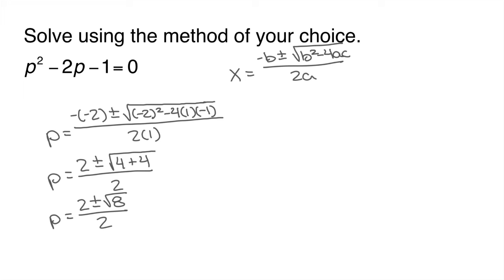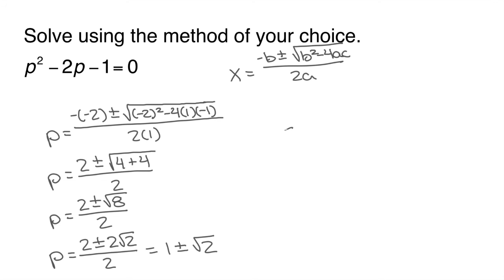We can rewrite the square root of 8 by factoring out the perfect square factor of 4. We have p equals 2 plus or minus 2 times the square root of 2 all over 2. Notice that we can factor out a common factor of 2 in the numerator and then divide out that common factor, which results in 1 plus or minus the square root of 2.